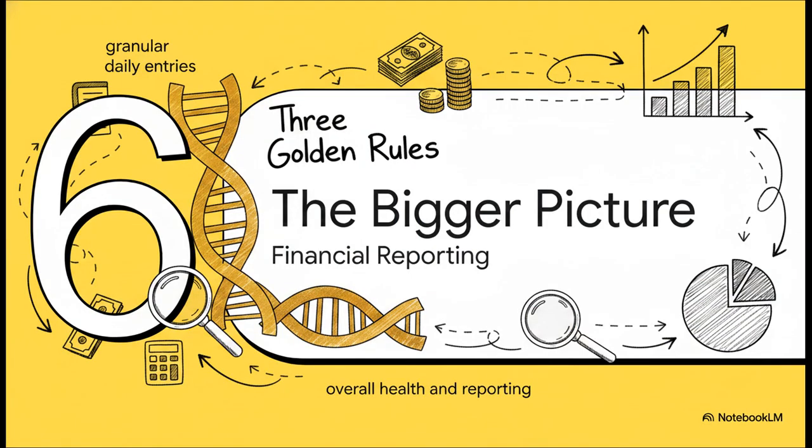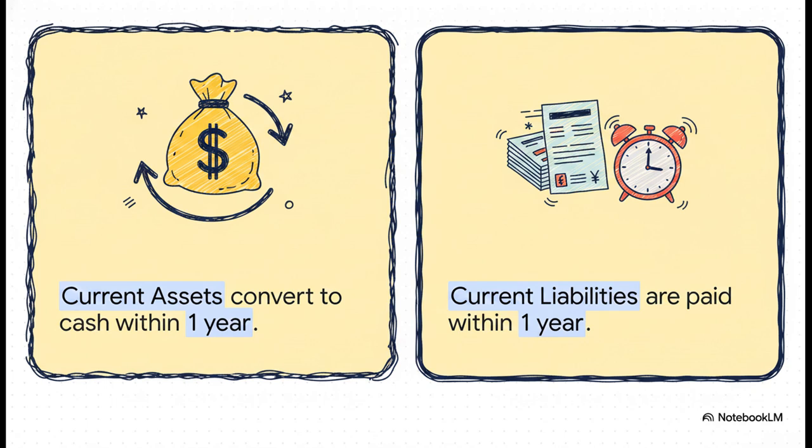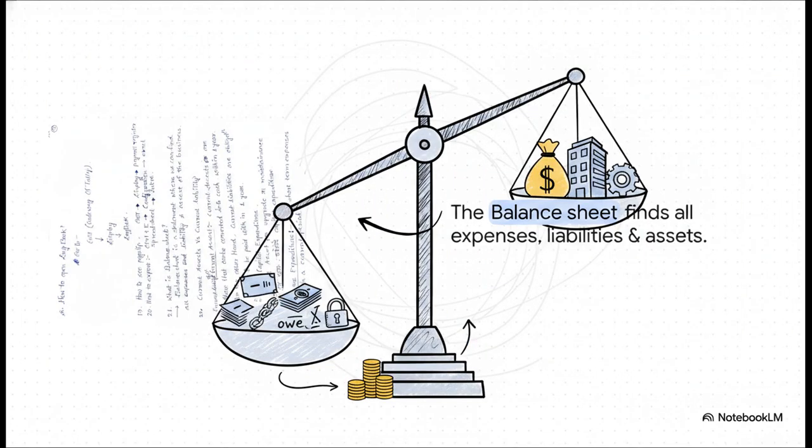Finally, Section 6, the bigger financial picture. All those daily debits and credits we just spent time talking about, they eventually roll up into much larger categories. For instance, the source defines current assets as things that can be converted into cash within 1 year. Conversely, current liabilities are those obligations you're expected to pay within 1 year, like outstanding rent or maybe unpaid salaries. The golden rules ensure that every single penny is routed exactly where it belongs, so you always know your short-term financial standing. And that beautifully leads us to the ultimate destination, the balance sheet.